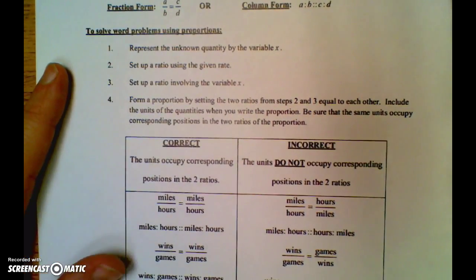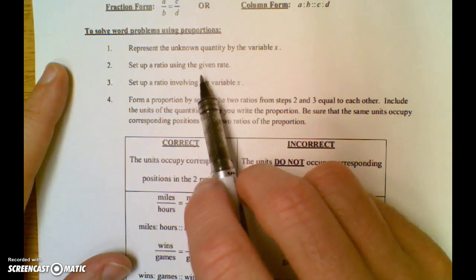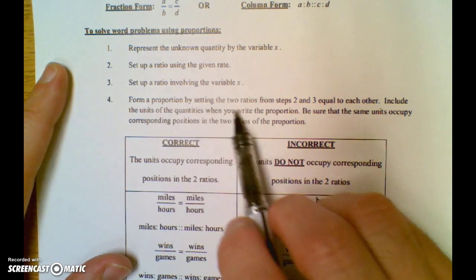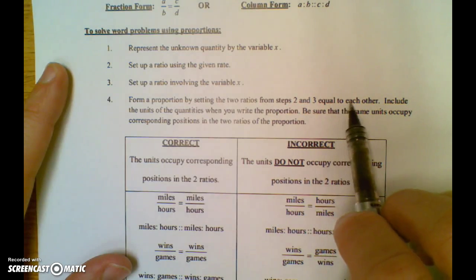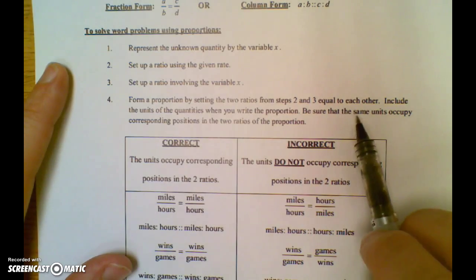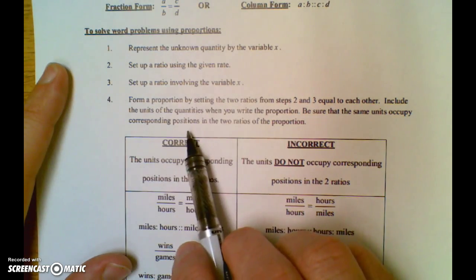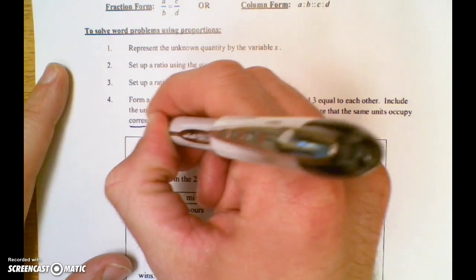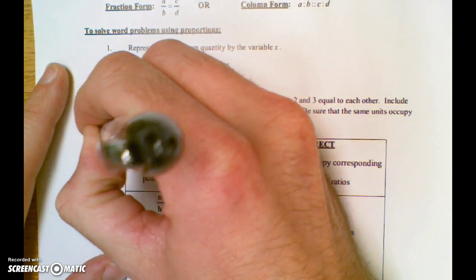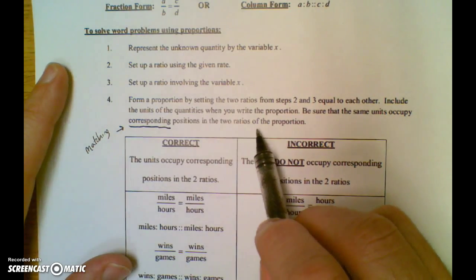Setting up a proportion, you set up a ratio involving x. So you form a proportion by setting the two ratios from steps 2 and 3 equal to each other. And you include the units of the quantities when you write the proportion. Be sure that the same units occupy corresponding positions. Corresponding means matching. In the two ratios of the proportion.